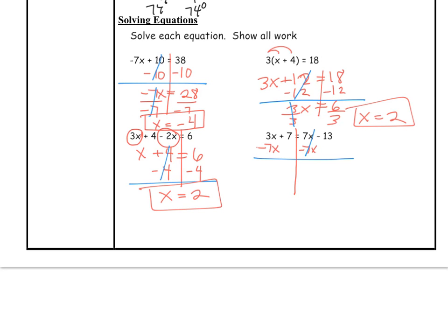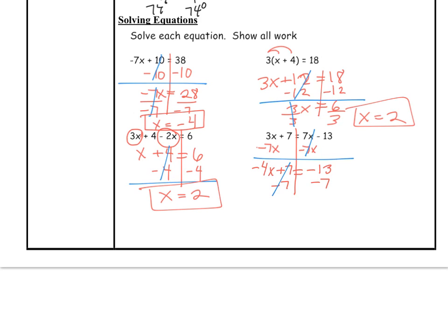That takes away the 7x from the right-hand side, and I'm going to figure out my left-hand side. 3x minus 7x would be negative 4x. Bring down the plus 7. And on the right-hand side, I still have negative 13 left. There was a minus sign in front of it, take it with it. Now I have to get rid of that plus 7. So I minus 7.